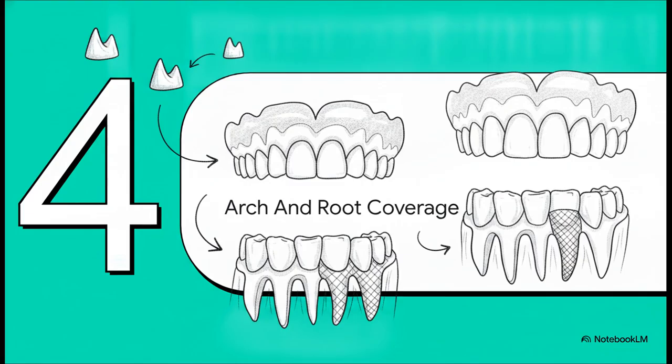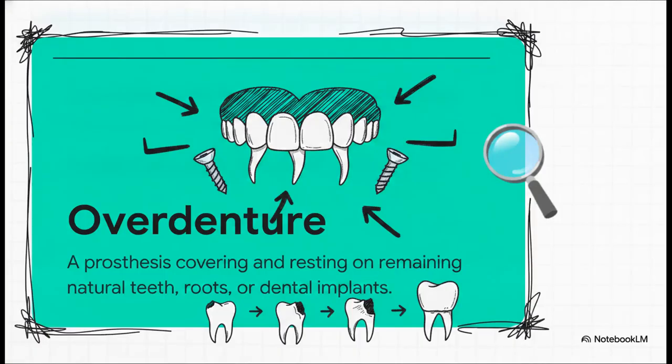Overlays, arch and root coverage. An overlay, which is more formally known in prosthodontics as an overdenture, is a much larger removable dental prosthesis. It covers and actually rests on one or more remaining natural teeth, natural tooth roots, or dental implants. At this stage, we're no longer just fixing a part of a single tooth, we are utilizing whatever foundational structures remain intact in the jaw to physically support and stabilize a comprehensive, multi-tooth prosthesis.